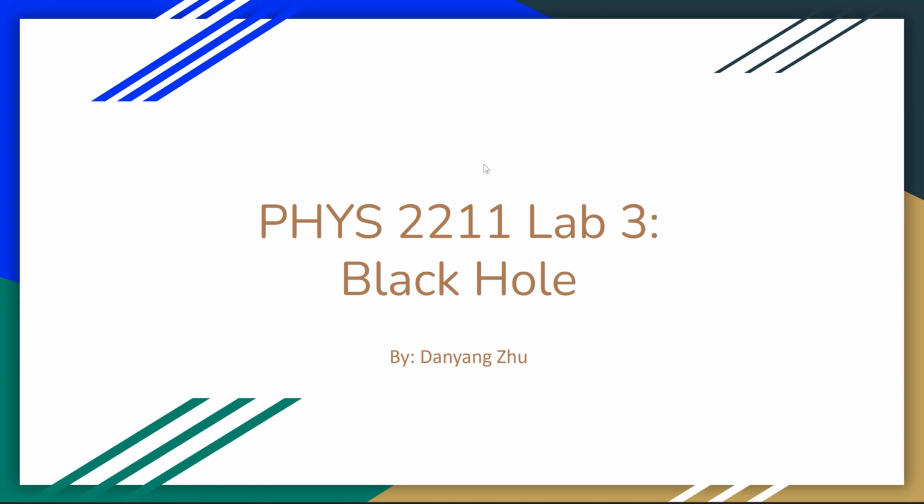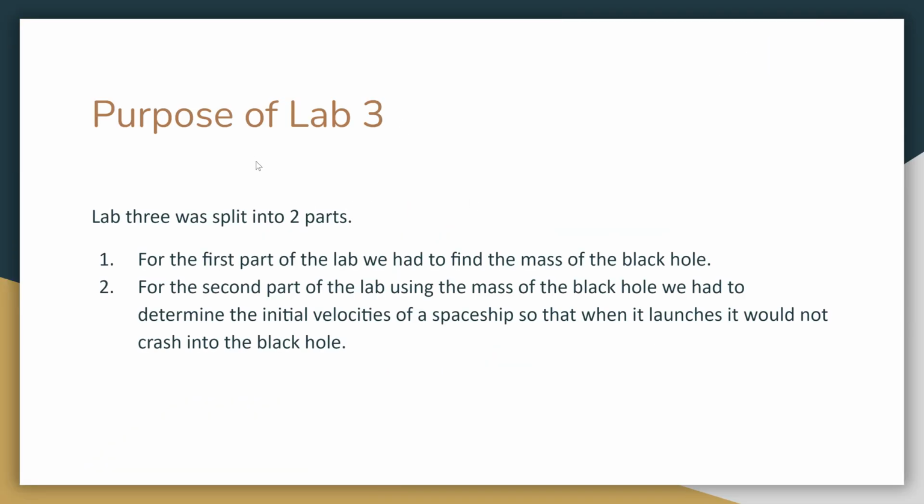Physics 2211 Lab 3 Black Hole Presentation. The purpose of Lab 3. Lab 3 was split into two parts. For the first part of the lab, we had to find the mass of the black hole. For the second part of the lab, using the mass of the black hole, we had to determine the initial velocity of a spaceship so that when it launches, it would not crash into the black hole.